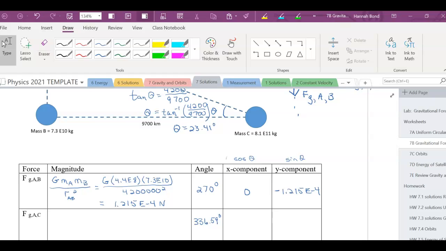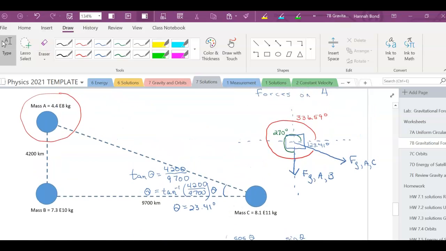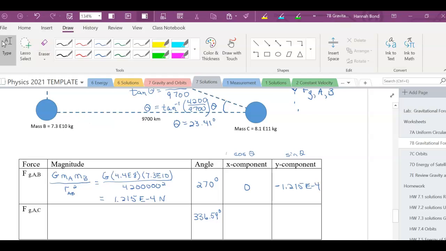Okay, this is going to be a little more complicated for the other force because I need to find the distance between mass A and mass C. So I need to find the hypotenuse of this triangle, and so that's going to be the square root of 4,200 squared plus 9,700 squared, just Pythagorean theorem. And so that is 10,570 kilometers. Okay, so now to find the magnitude of this force, I'm going to take the G times the mass of A times the mass of C divided by the distance between A and C squared.